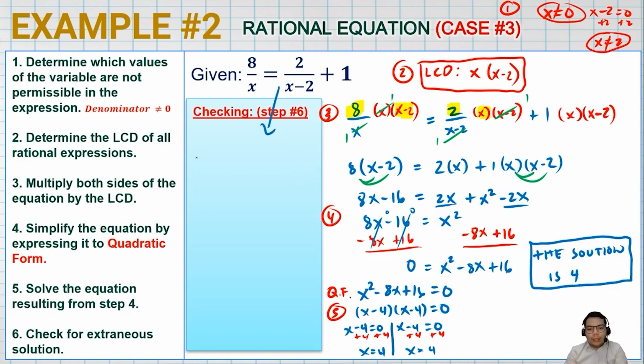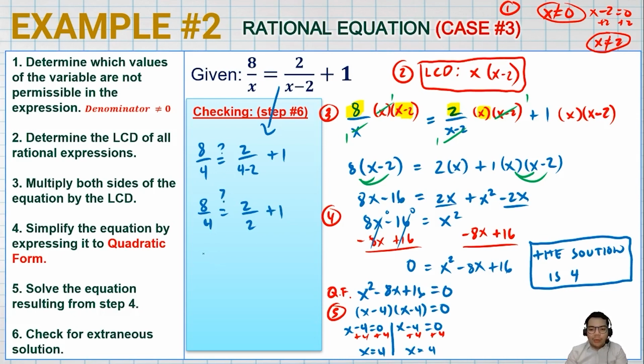So yan. So all we need to do is to replace or substitute 4 on the values of x. So 8 over 4 is it equal to 2 over 4 minus 2. So pinalitan ko lang ng 4 yung mga x natin dito. Then plus 1. So 8 over 4. Yan, copyin lang natin yan. Then simplify natin to. 4 minus 2 is 2 plus 1. So are they equal? So titignan natin. Kung equal to, ibig sabihin, pasok as the solution si 4.